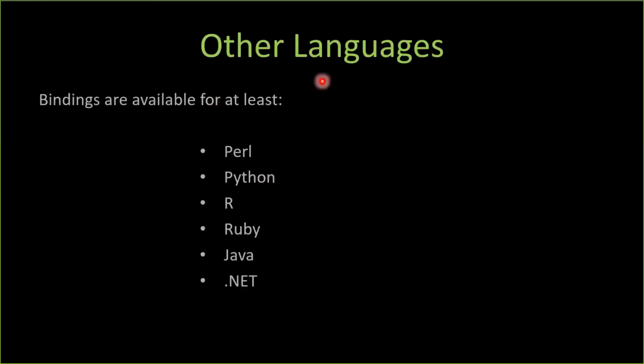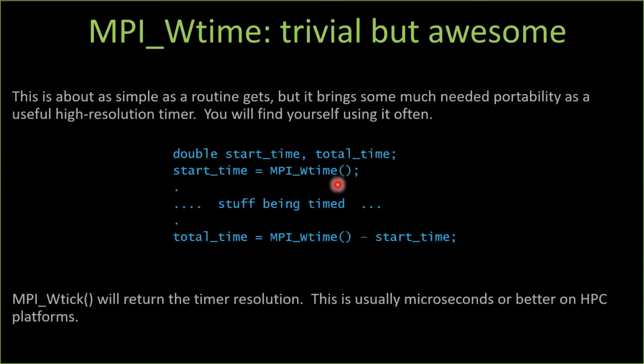There are also lots of other language bindings out there as well. They're not the official ones, but they work just great. People have rolled the interfaces in that work wonderfully. These are the ones I'm aware of, some of which are heavily used. So Python and R, I've seen a lot of codes that use MPI. Java, I've heard a lot that use MPI. And there are more out there as well.